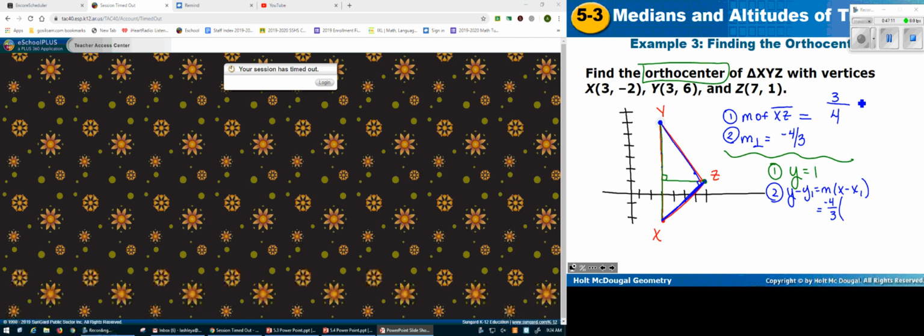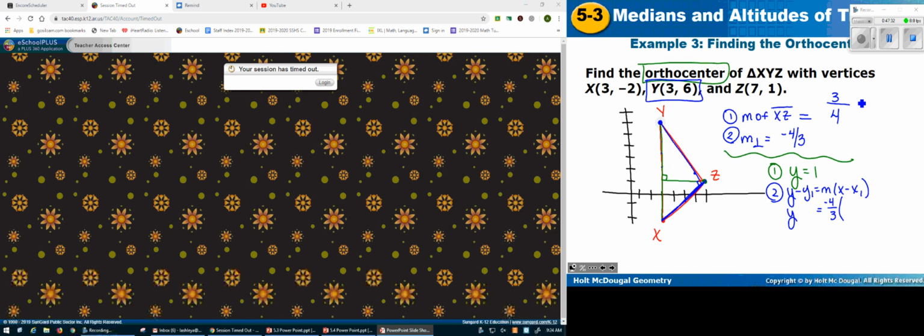And what is a point guaranteed on that blue line? Y, the point we started at, right? So we know the coordinates for y are 3, 6, so we can just substitute those in for x1, y1. Is this making sense?